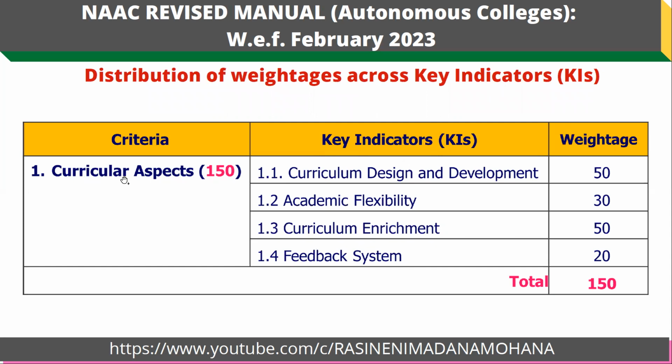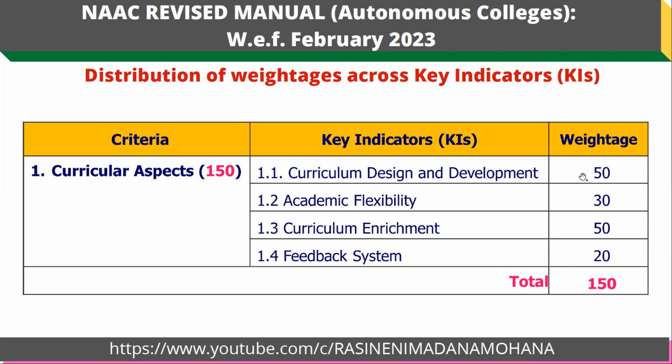First criterion 1, curricular aspects, total weightage is 150. That is divided into the 4 key indicators. Then the first key indicator 1.1, curriculum design and development, 50 weightage. Then key indicator 1.2, academic flexibility, weightage 30. Then key indicator 1.3, curriculum enrichment, weightage is 50. Then key indicator 1.4, feedback system, weightage is 20.